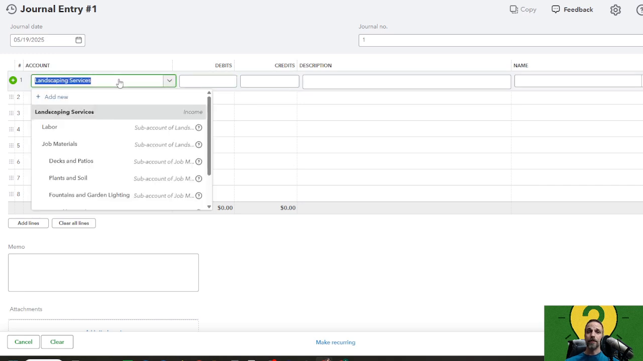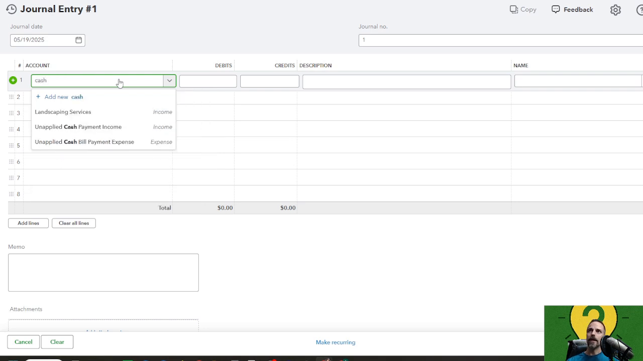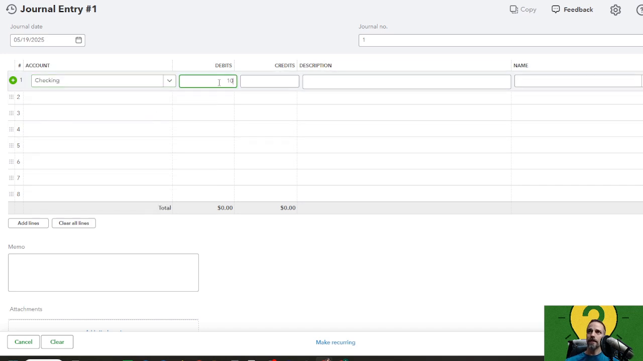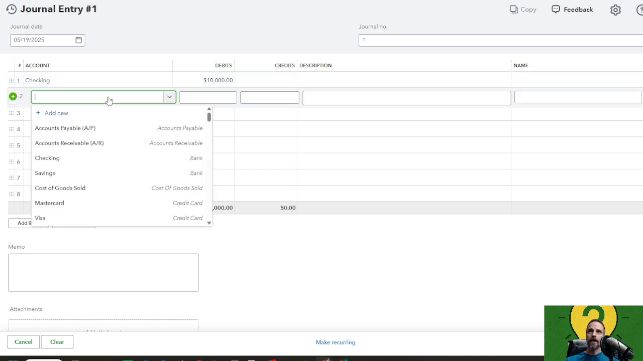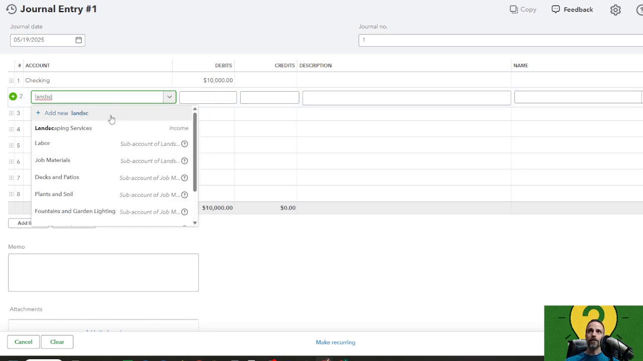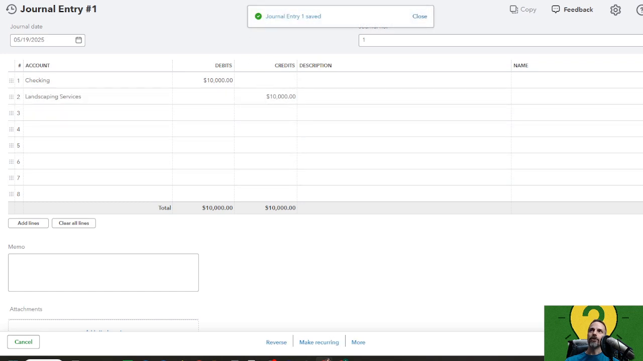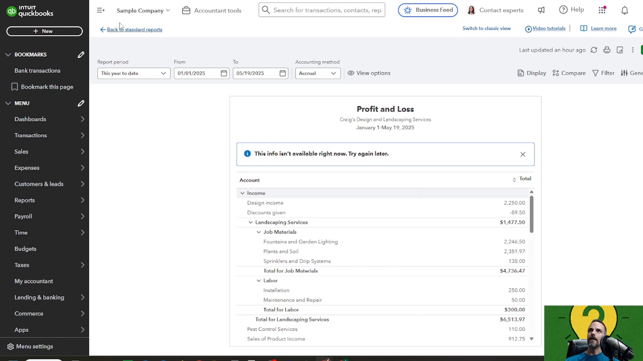And let's say somebody pays me right off the bat, whether it's cash, check, whatever that is, and it goes into my account. So I have, let's see, cash account here. Checking account. There we go. And I have $10,000. Great. So $10,000 goes into my account and I have sold landscaping services. And what happens when I make that entry is, let me refresh both of these, the balance sheet and profit and loss statements here.